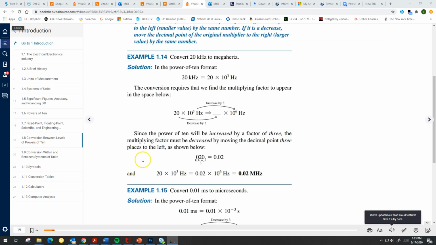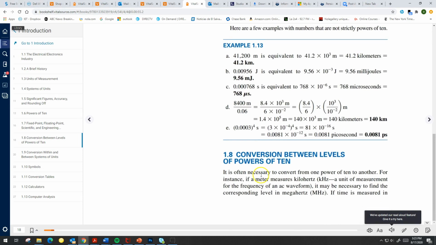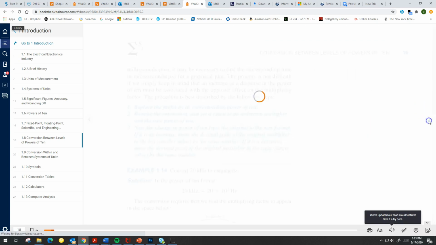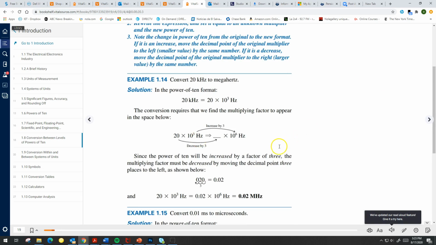All right, the next set of skills that you need to learn in order to start working later with circuit problems is how to go from one base, or power of 10, to another. In other words, if I have gigabytes, how can I express that as megabytes? If I have megabytes, how can I express that as terabytes? If I have kilohertz, how can I express that as megahertz, and so forth? That's a good skill that we need to learn.